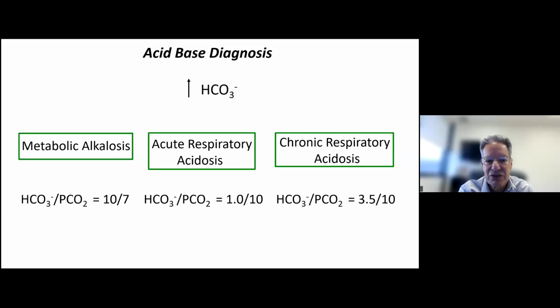So the key is to look immediately at the delta bicarb to delta PCO2 and decide, does it follow one of these six rules? If it does, then you know it's a simple acid-base disorder. It's one of the six. That's the thinking. If it's not one of these six rules, then it's a complex disorder, potentially. And I'll talk about why that's not always the case.